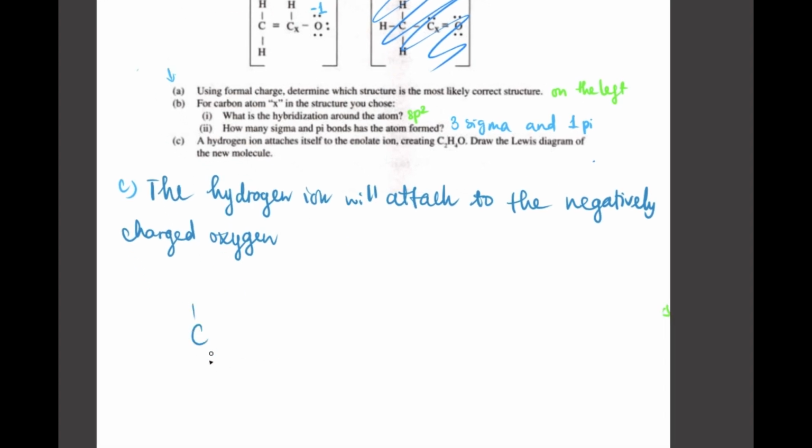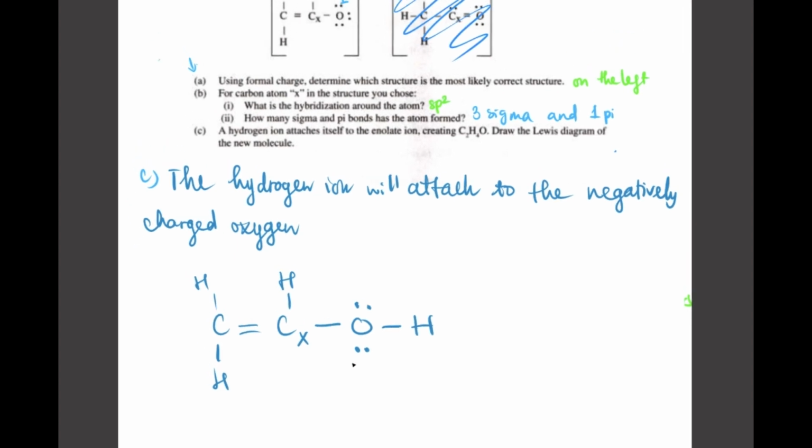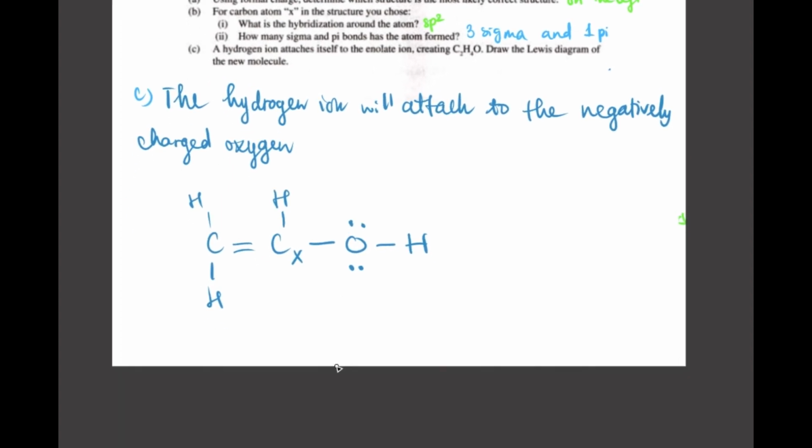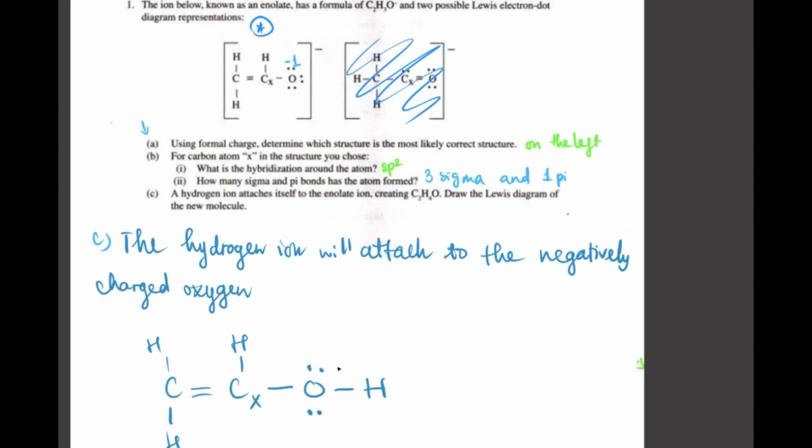First we're going to draw all of the bonds. And now the hydrogen will bond with the oxygen. To satisfy the octet rule, we're going to add 2 lone pairs of electrons to our oxygen atom, and this is our Lewis structure. Because it is not an ion anymore, we don't need this bracket.